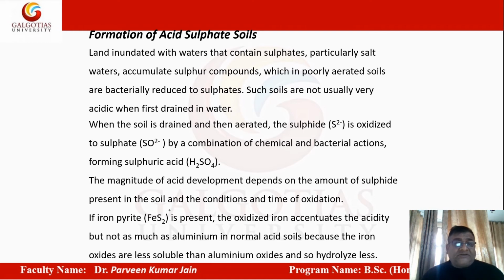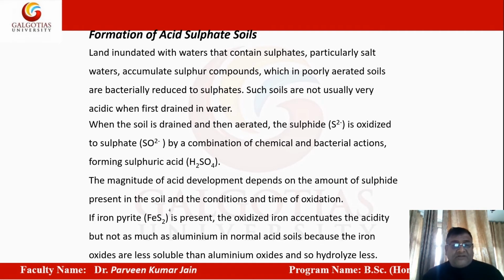The formation of such soils happens due to land inundation with water that contains sulfates, particularly salts. Water accumulates sulfate compounds, which in poorly aerated soils are bacterially reduced to sulfides, and such soils are not usually very acidic when first drained. When the soil is drained, then aerated, sulfides are oxidized to sulfates, by a combination of chemical and bacterial action, forming sulfuric acid.